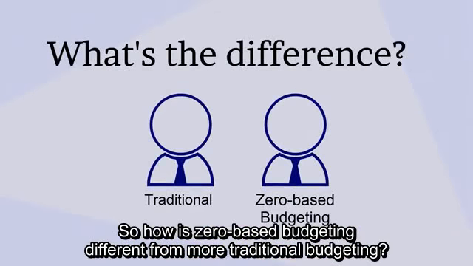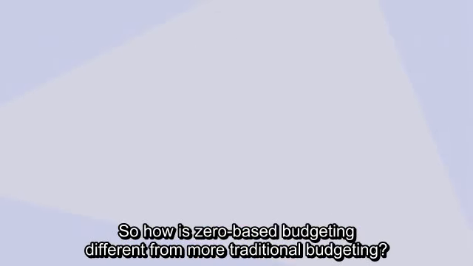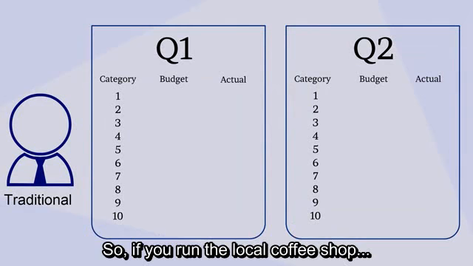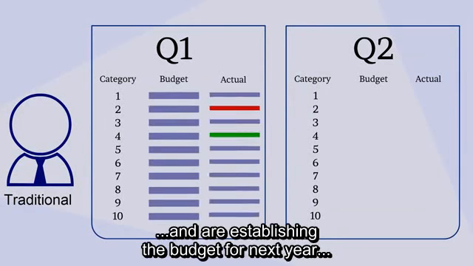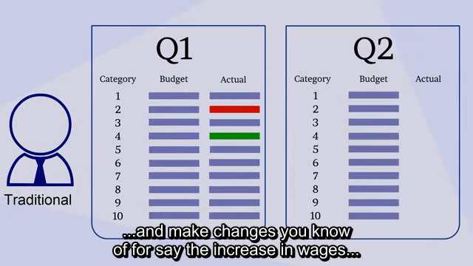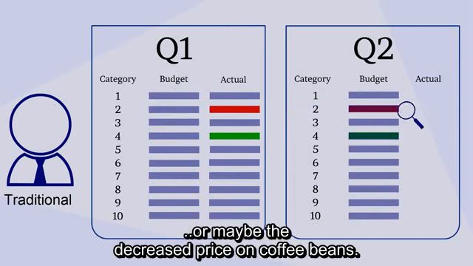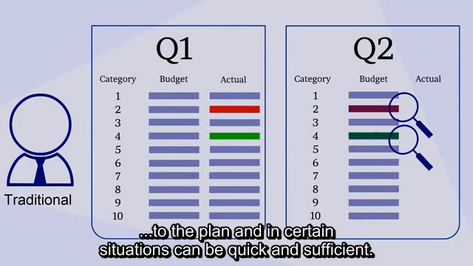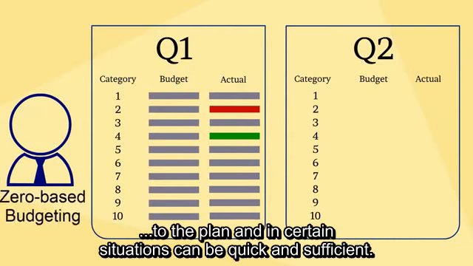So how is zero-based budgeting different from more traditional budgeting? In traditional budgeting, managers only evaluate changes from one period to the next. So, if you run the local coffee shop and are establishing the budget for next year, you would start with last year's budget and make changes you know of for, say, the increase in wages or maybe the decreased price in coffee beans. This form of budgeting focuses on cost areas with variances to the plan and in certain situations can be quick and sufficient.